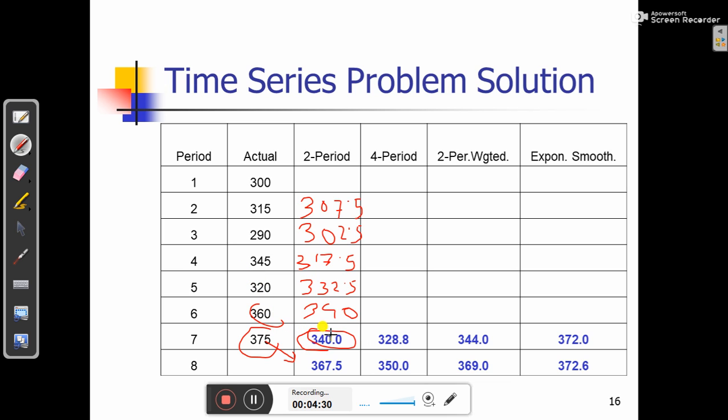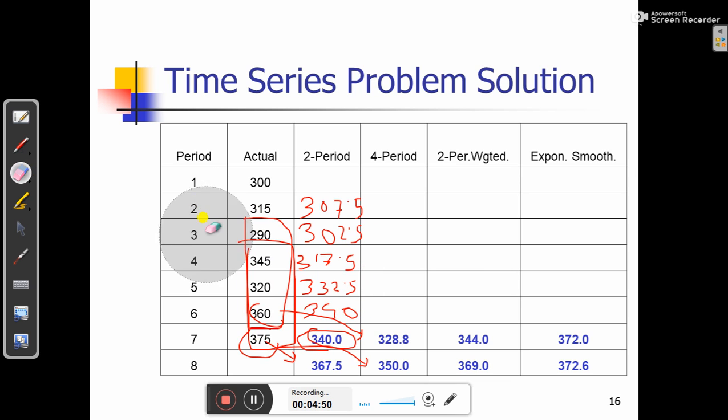And again in case of 4 period, if you add these 4 first, then you will get this average, and if you include this one you will get this average, this 4 period moving average.